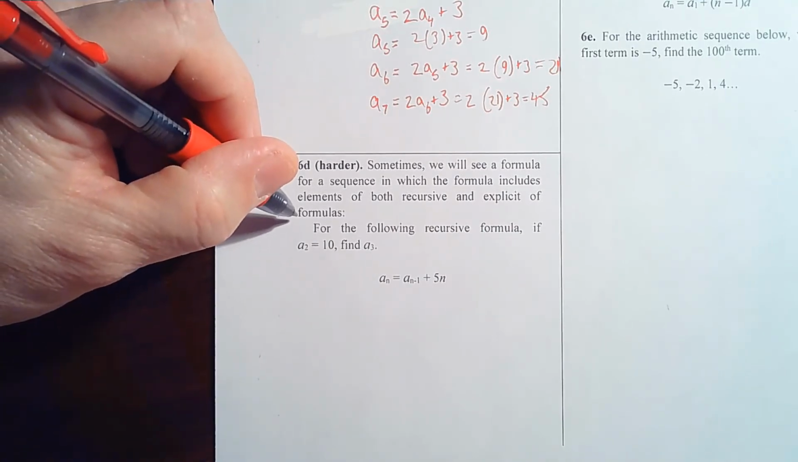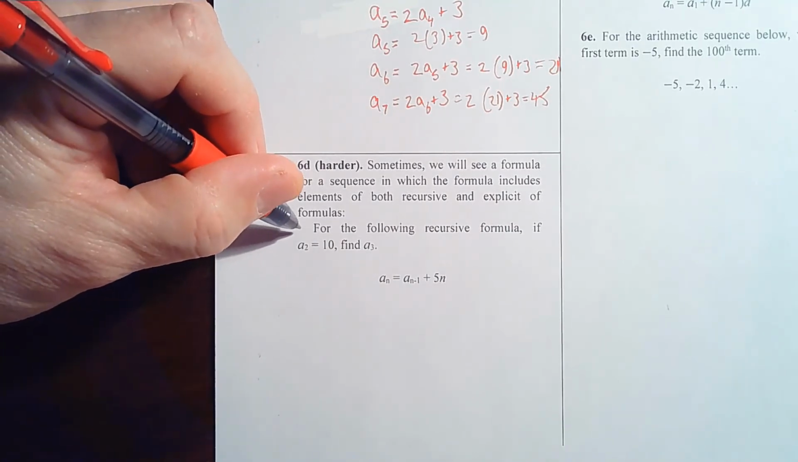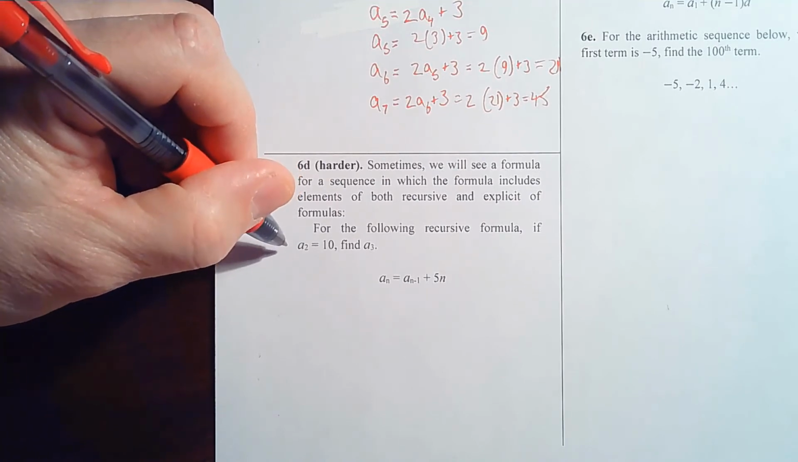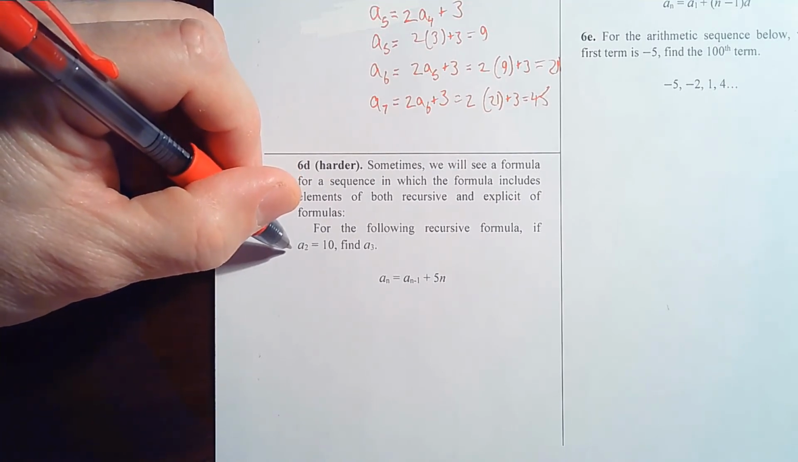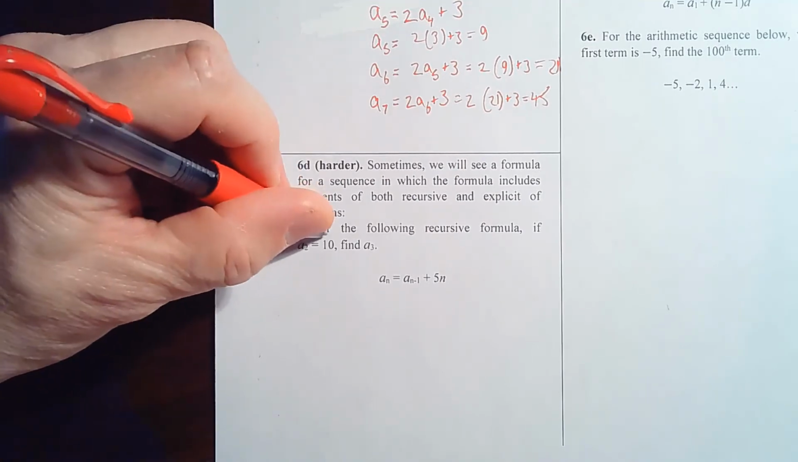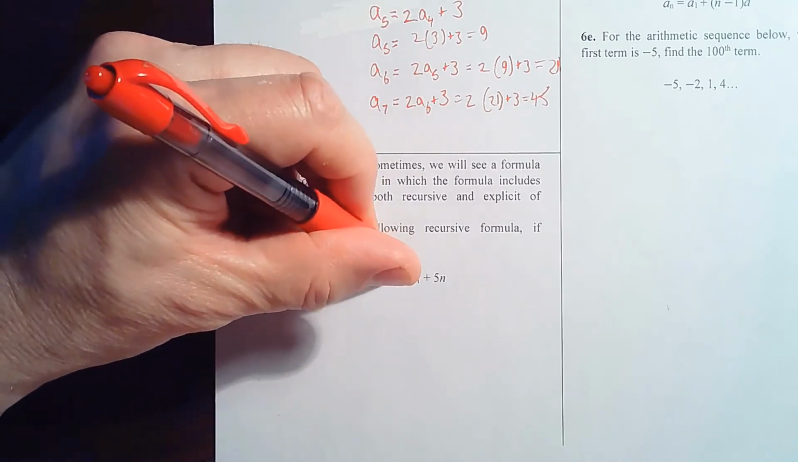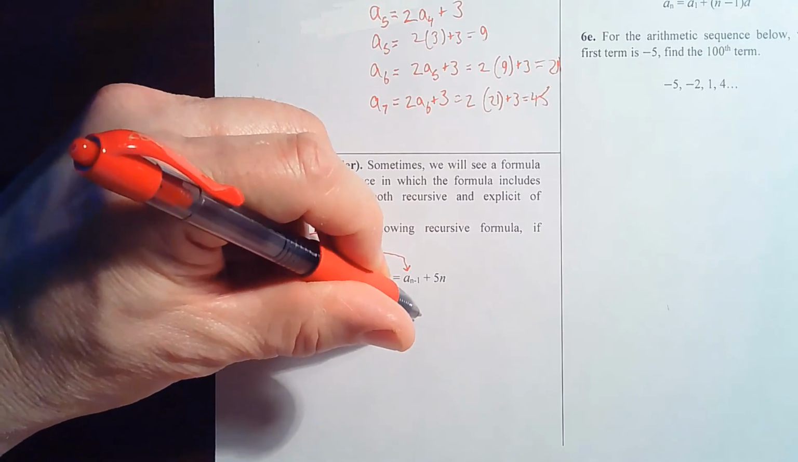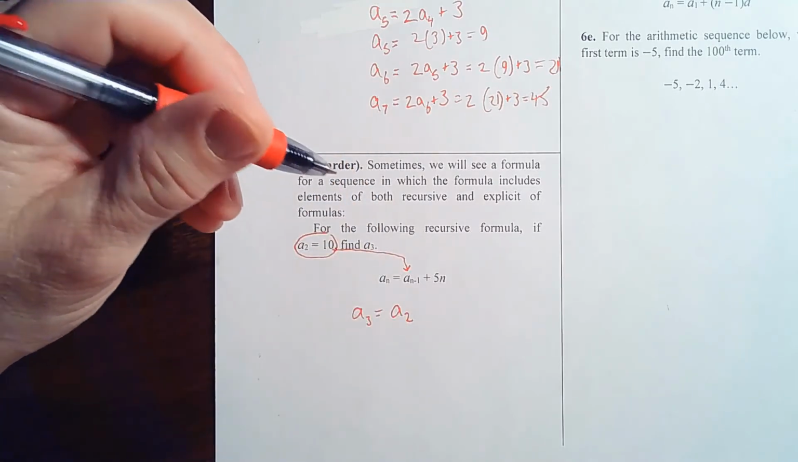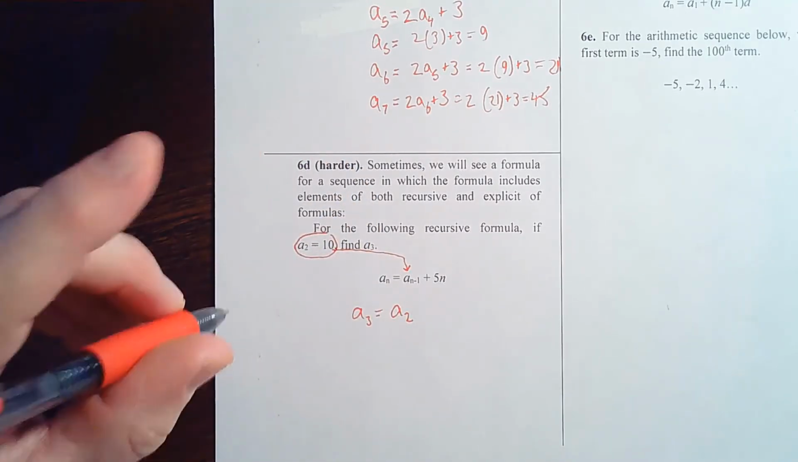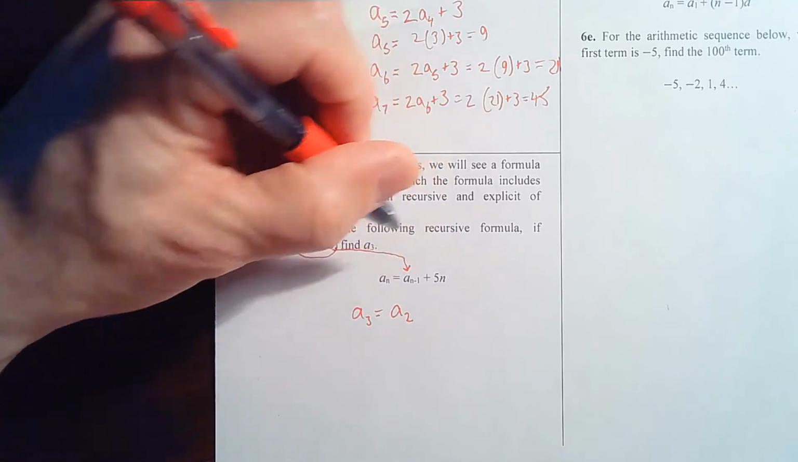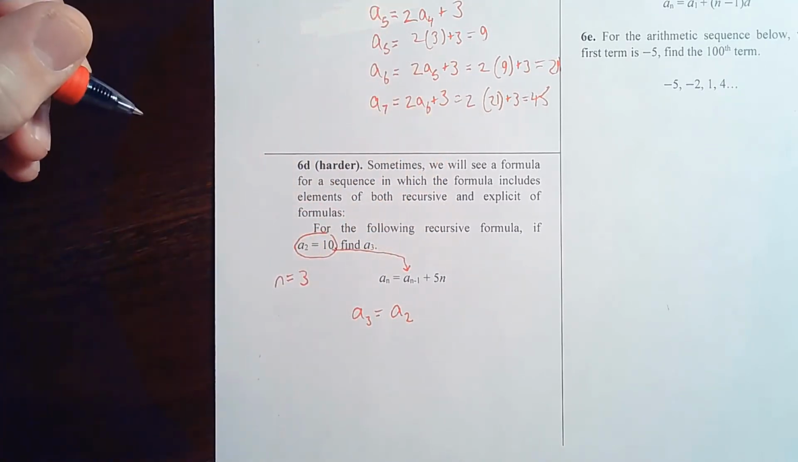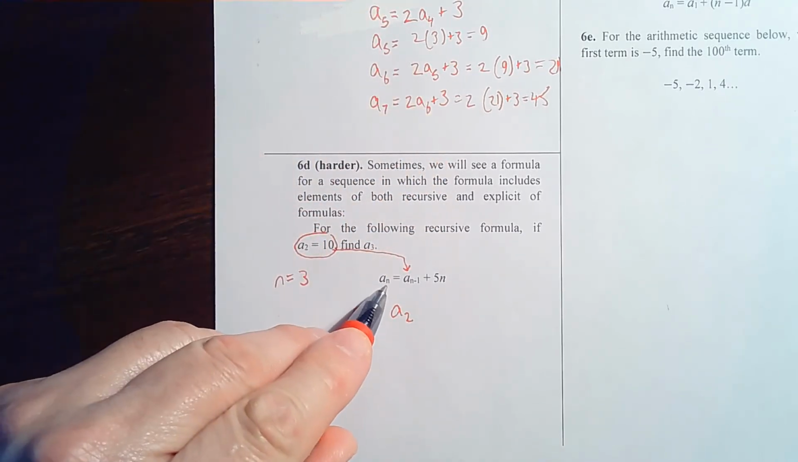recursive and explicit formulas. For the following recursive formula, if a sub 2 equals 10, find a sub 3. So again, we're starting with a sub 2, so that's the number we plug in there. So a sub 3 is equal to a sub 2. Here's the tricky part. We're looking for a sub 3, so n is actually equal to 3 here. That matches the a sub n, right?